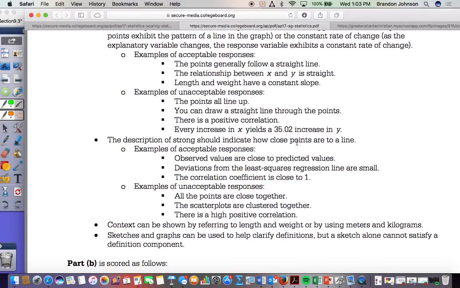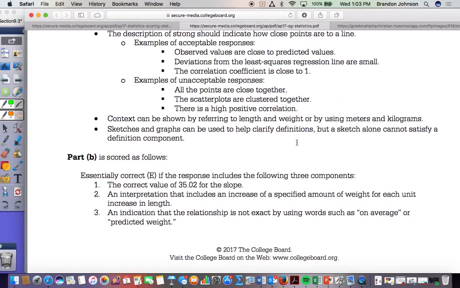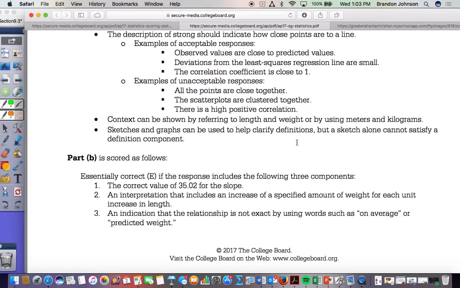Cool? Questions on that? Maddie? Oh wait, not this one. Sorry. Okay, so now for a line, that's what they're looking for here. You needed to say observed values are close to predicted values, or deviations from the LSRL are small, or the correlation coefficient is close to 1. That would be an acceptable response in terms of this section.